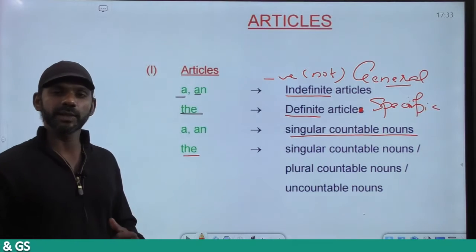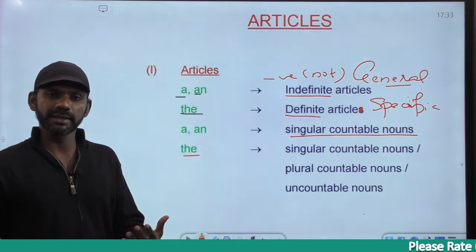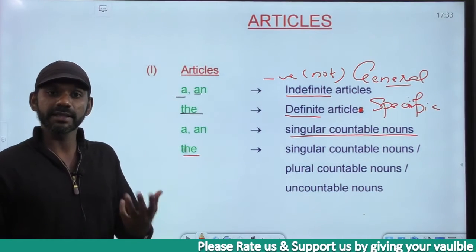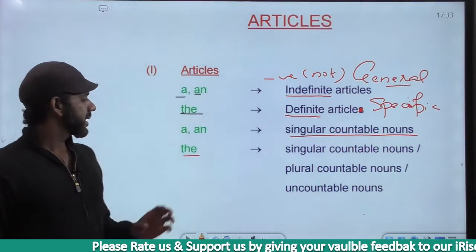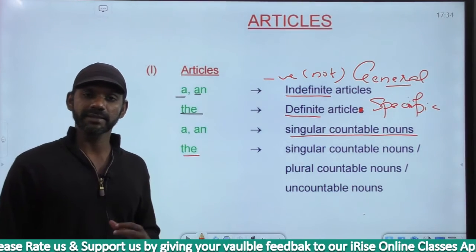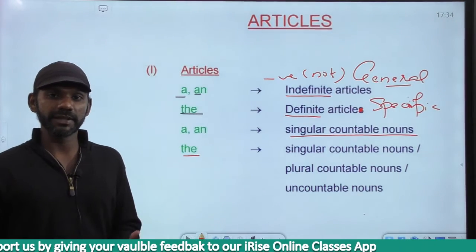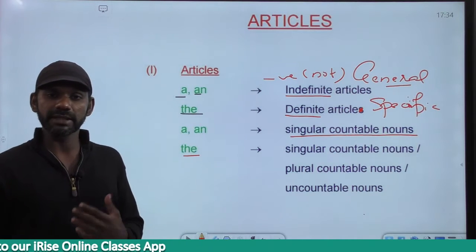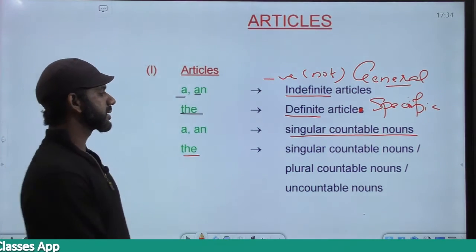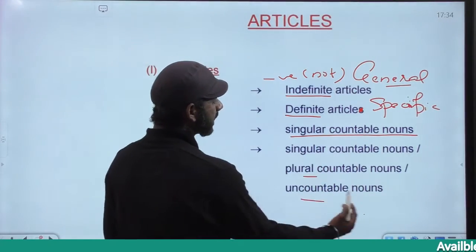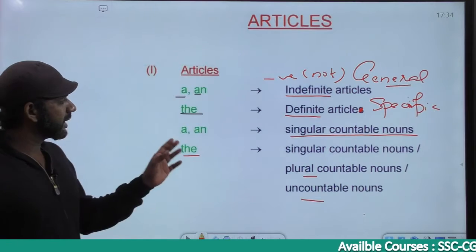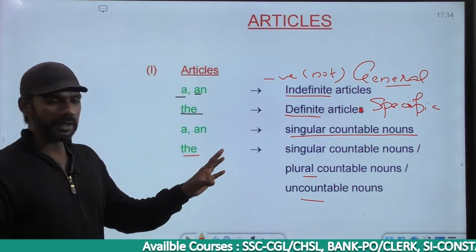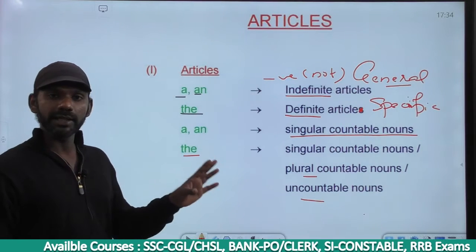Can the be used with singular countable nouns? Yes. The boy, the girl, the book. Can the be used with plural countable nouns? The boys, the girls, the books, the cars. Can the be used with uncountable nouns? Yes, the water, the milk, the information. Information is uncountable. A piece of information is countable. The information, the milk, the sugar. So the can be used with singular countable nouns, plural countable nouns, and uncountable nouns. Whereas a and an are used with singular countable nouns. Clear?